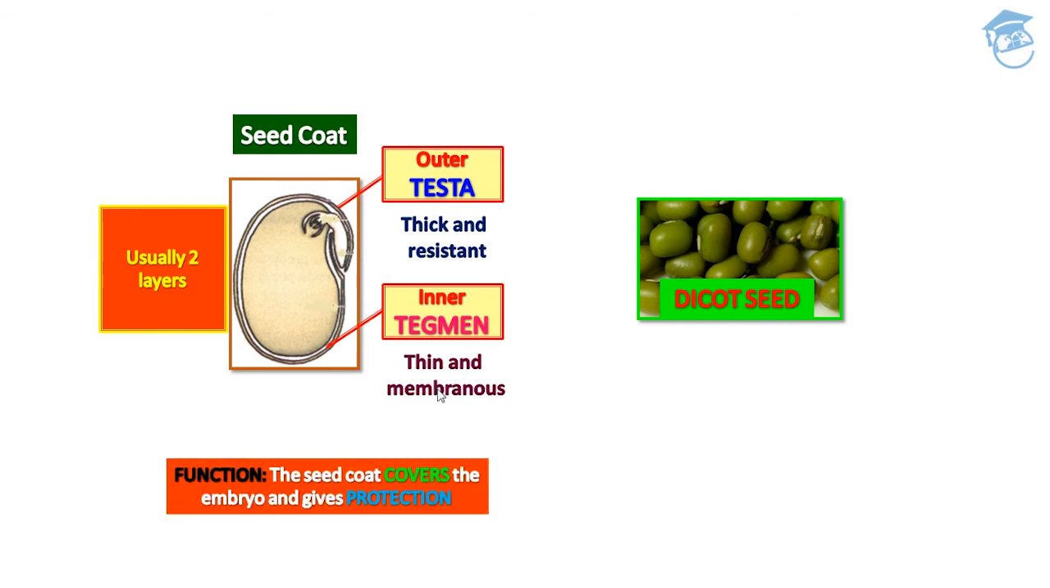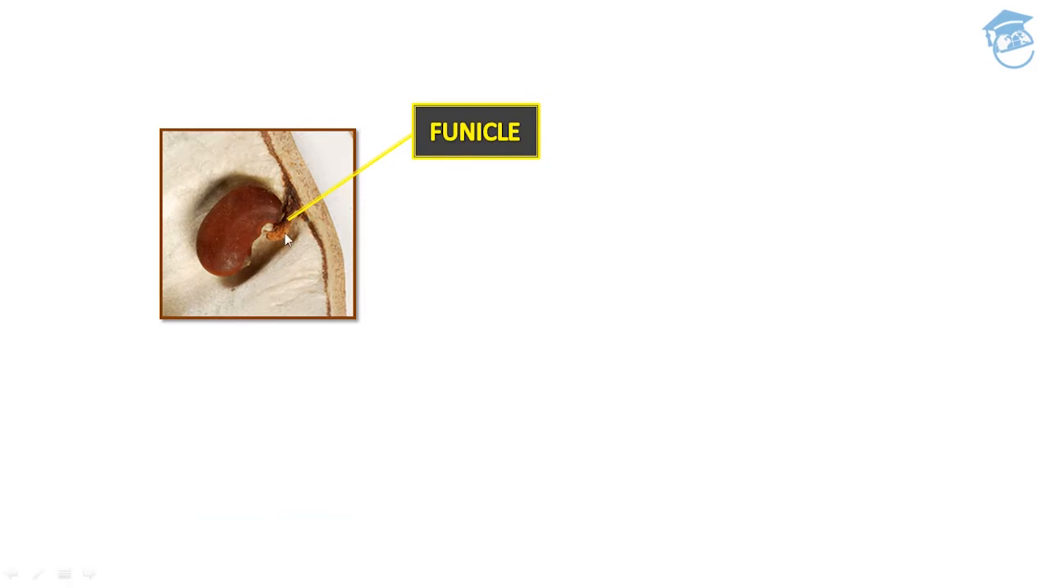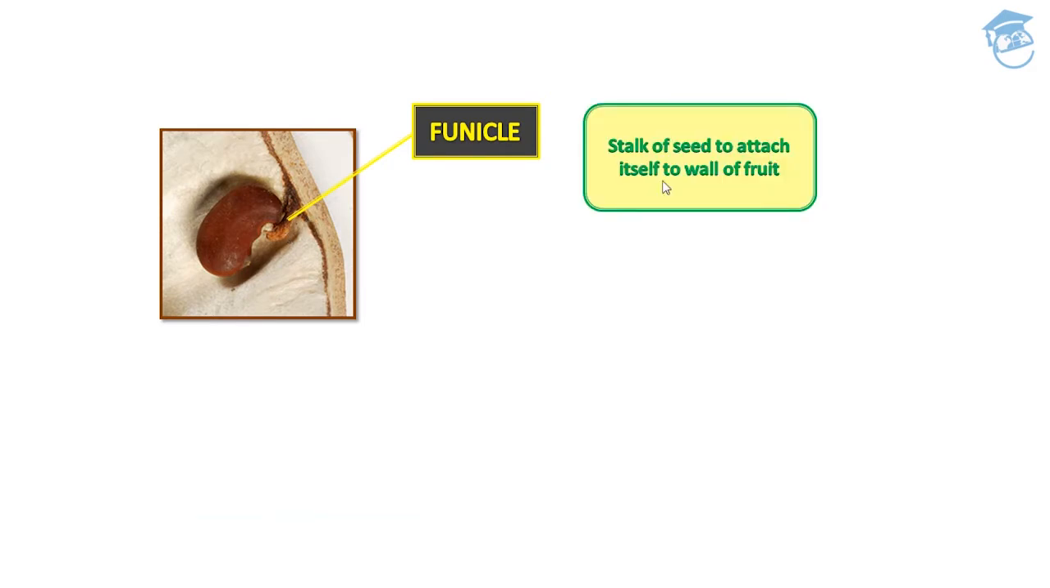Now what is the function of the seed coat? Obviously it covers the embryo and provides protection to the developing embryo. See, this is the funicle. It is a stalk of the seed that attaches it to the wall of the fruit. So the funicle is just a stalk of the seed to attach itself to the wall of the fruit.